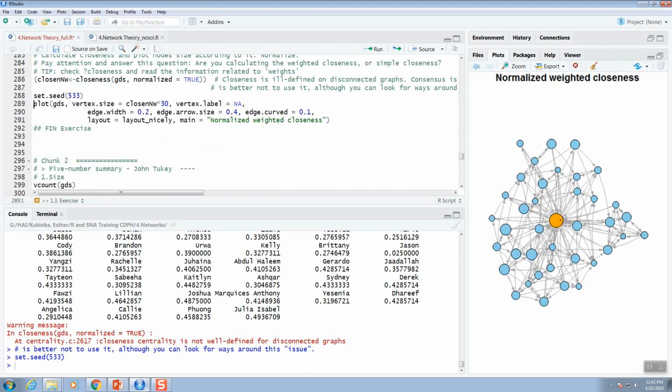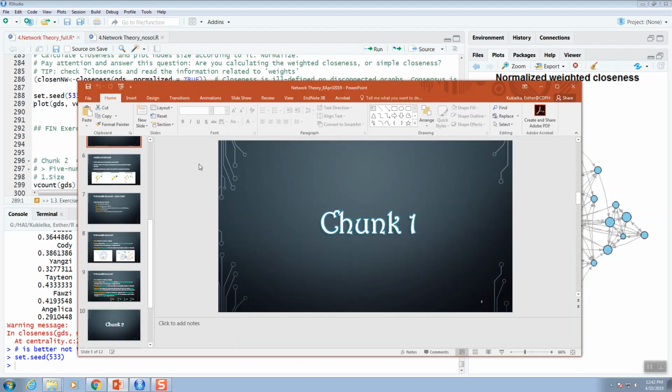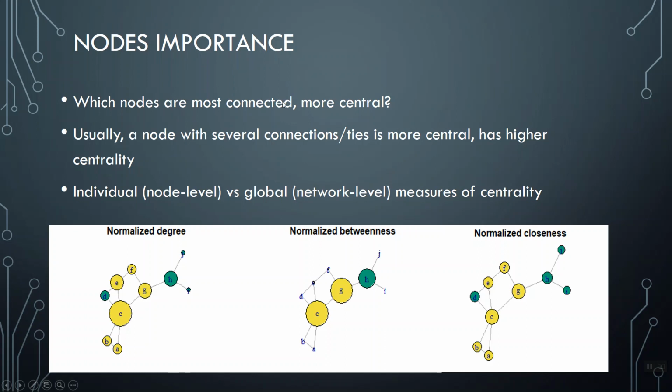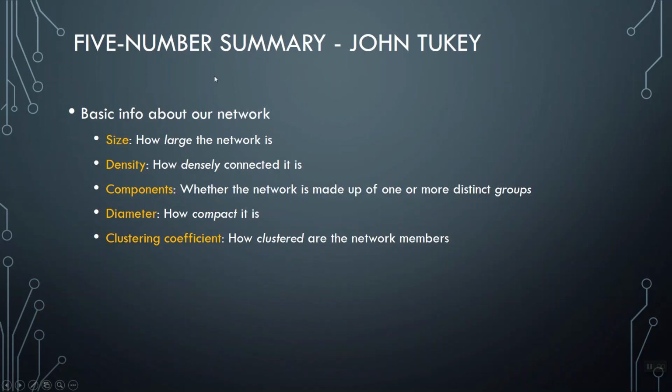Now we're going to go with chunk 2. That's the end of your exercises. So we finished chunk 1, and this is a little summary of what we saw yesterday. The importance of the node, which node is more important, depends on what we're looking for, which question we're asking. Okay, and then I'm going to talk about these 5 number summary.